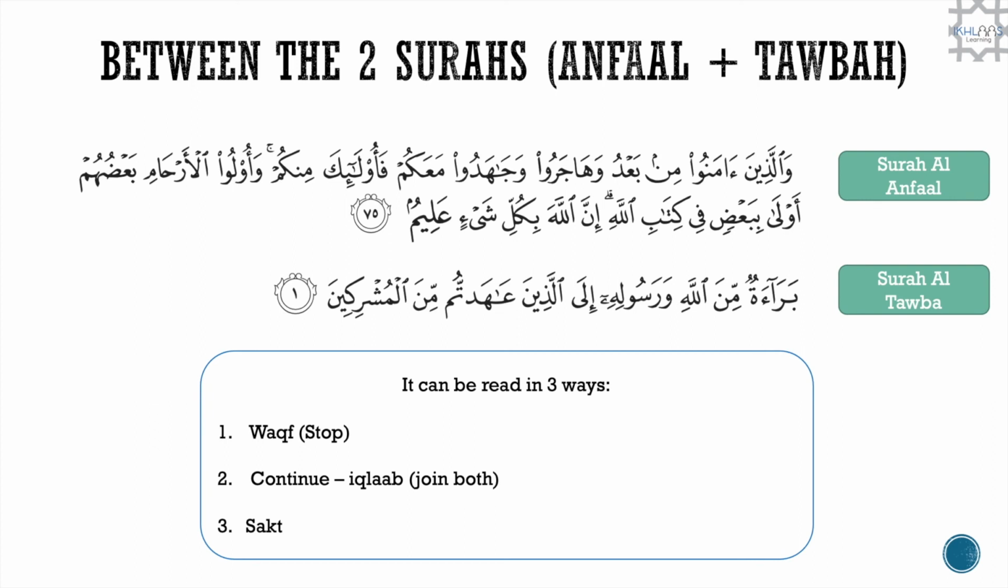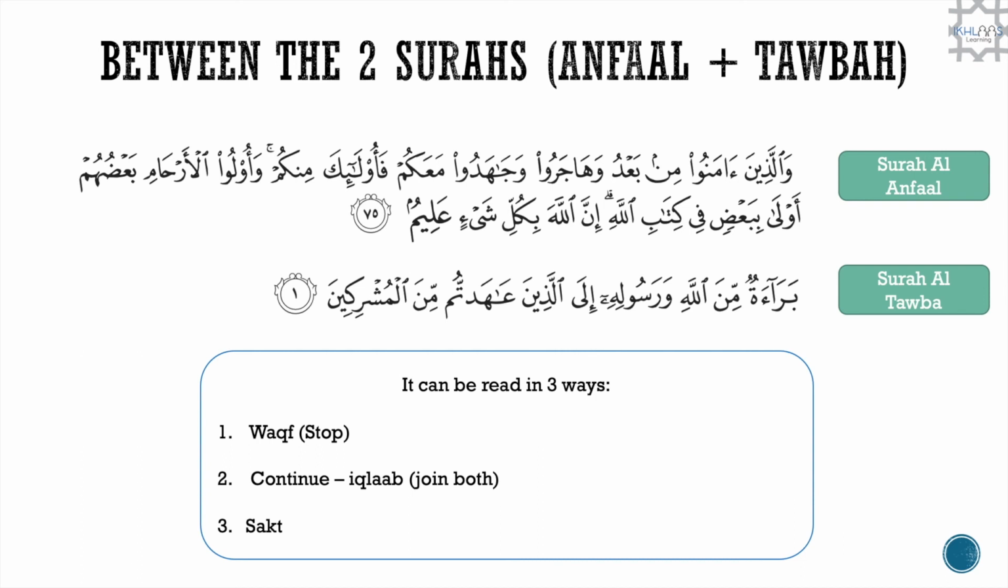Bara'atun min Allah. Just to remind you that in between these two surahs, if you remember, we do not have a bismillah. We've covered this already. The second way of reciting would be if we looked at the symbol on the word alimun, it's got the small meem, which means it's a rule of iqlab. So I could just join it up together and say Inna Allaha bi kulli shay'in alimun bara'atun min Allah.